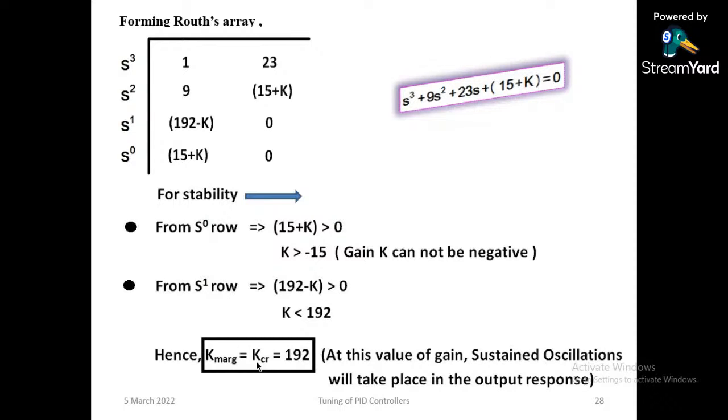At this value of gain, your system is undamped. Undamped, right? Undamped means what? You will get sustained, continuous oscillations, undamped. It's like free oscillation. Right? So at this value of gain, sustained oscillation will take place in the output response.